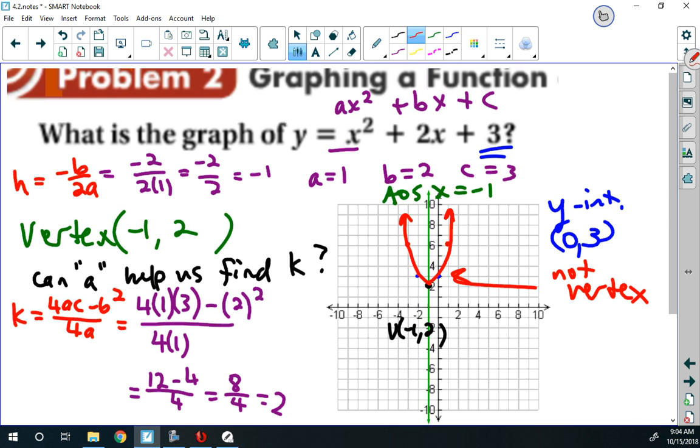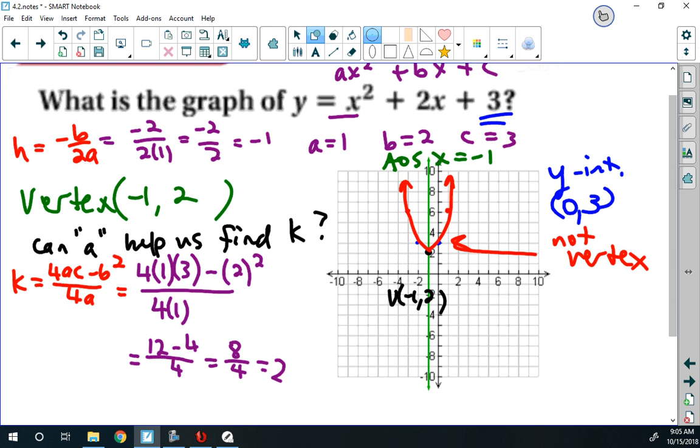So being able to remember the parent function from last week is real important for this week. Being able to remember how to graph those things from last week is real important because we're going to need to be able to do that again this week. Does anybody have any questions about problem 2? Comments? How do you feel about using the formulas to find h and k? Is it pretty straightforward? A little bit of work maybe? Okay.